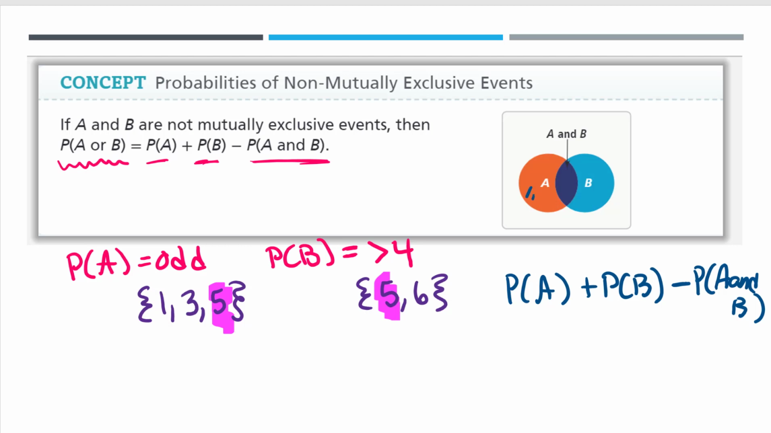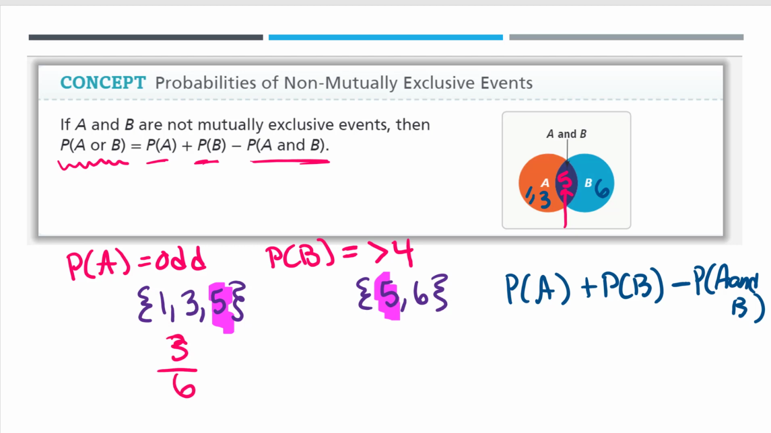I'm going to put the 1 and the 3 in the A, and I'm going to put the 6 in the B, and then I'm going to put the 5 in that overlapping space. So if I find the probability of this, the probability of event A is 3 over 6.